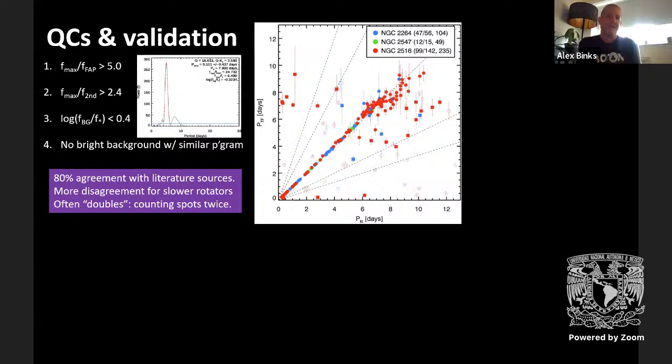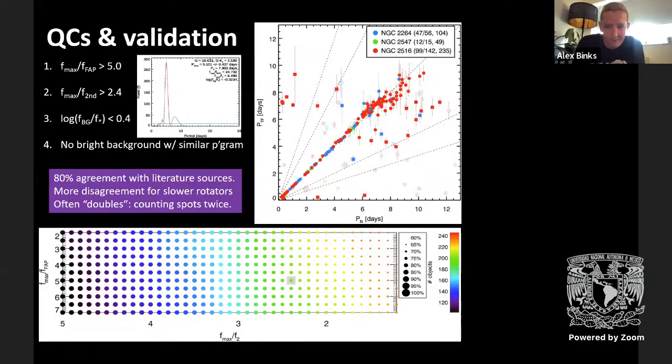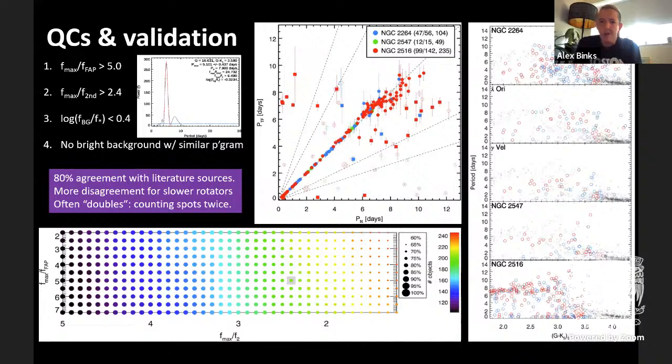And of course, with TESS's limit of 27-day seasons, once we get to around 10 days, we do start to see a few issues with the reliability of the very slow rotators. But I can come on to this later if we want to discuss ways that we've filtered the rotation periods.